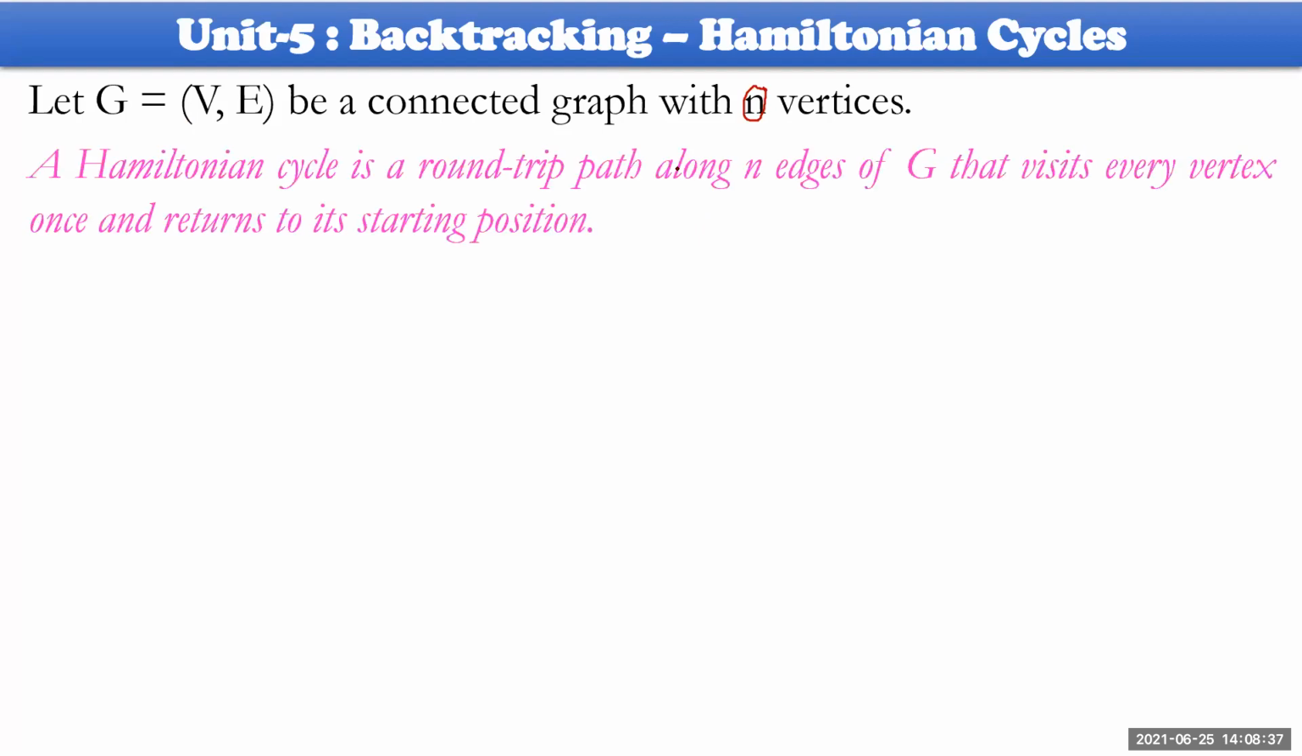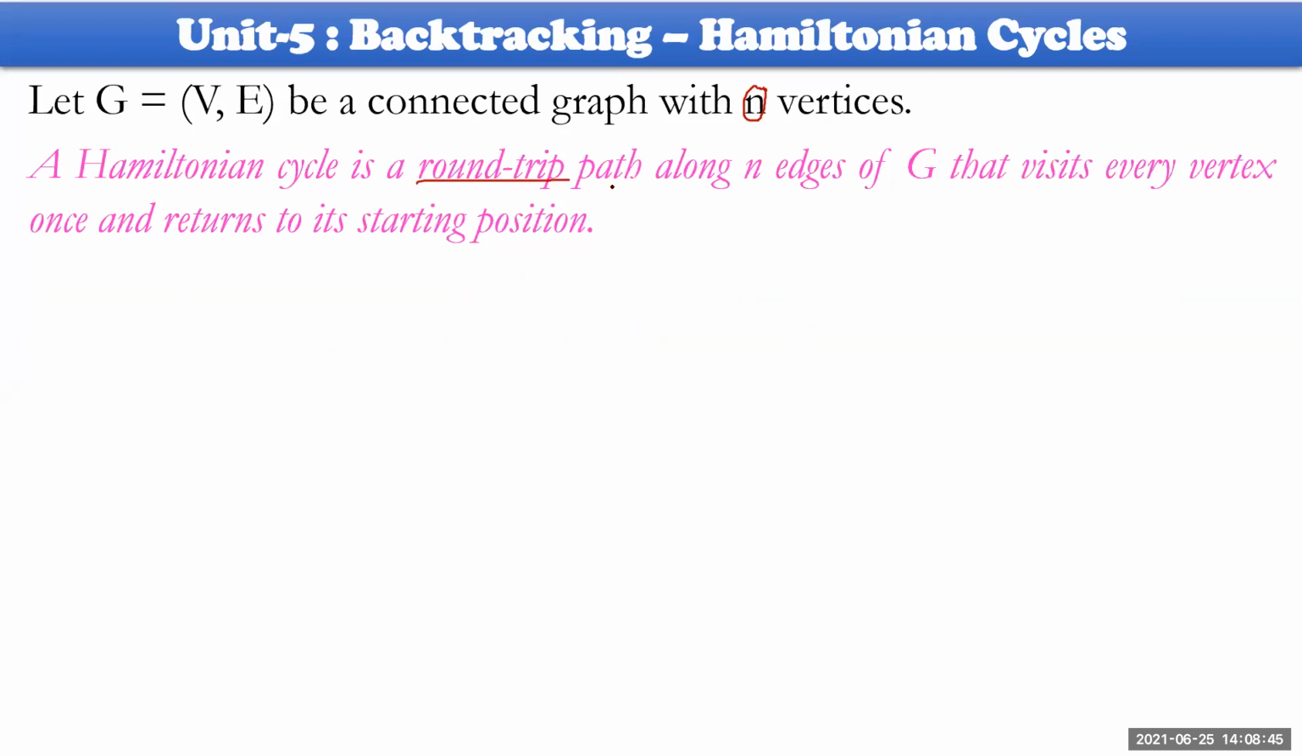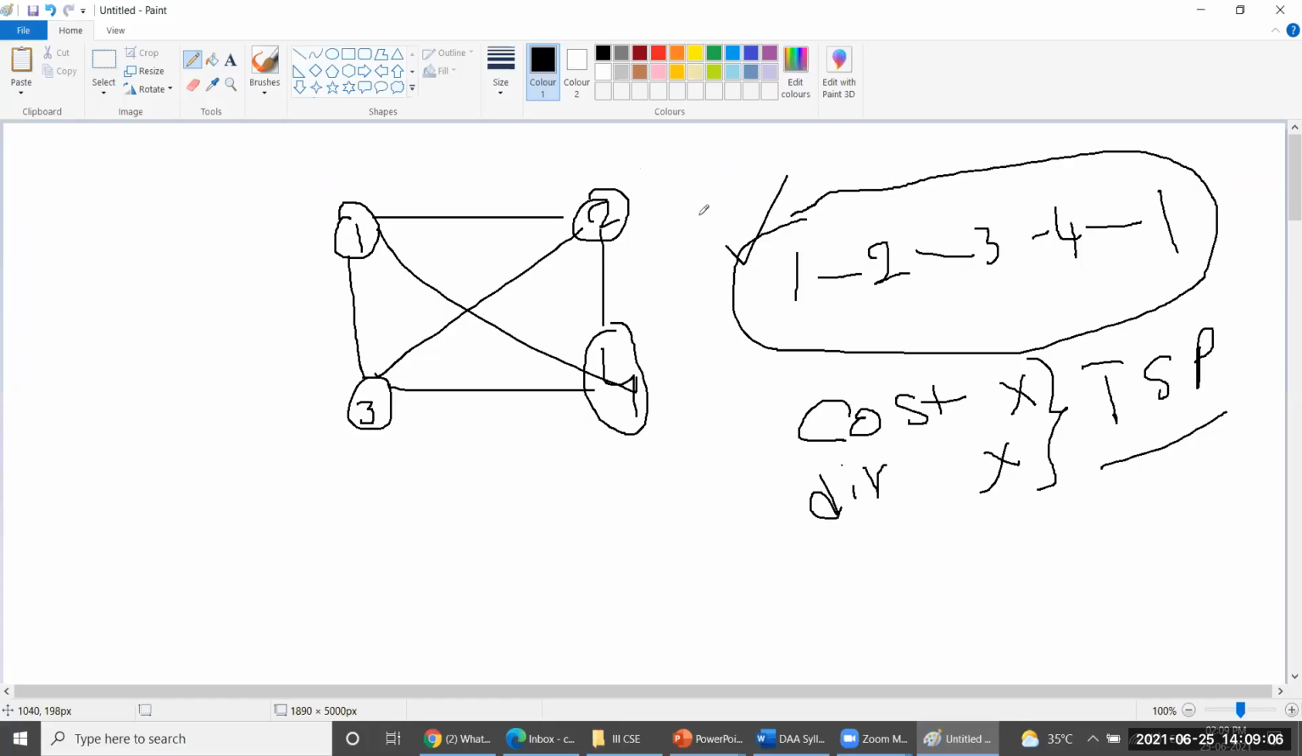Then here, what exactly you are trying to take into consideration is that Hamiltonian cycle is a round trip. It is a round trip path along n edges. The number of edges might be n, and it visits every vertex and returns to its starting position. As I said just before, if you start your journey from 1, as in the example I have taken in this area, visit all vertices and again come back to the same starting point, this whole path will be called a Hamiltonian cycle.